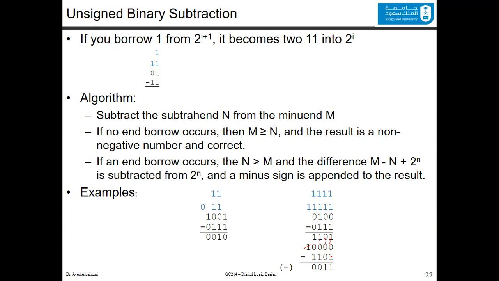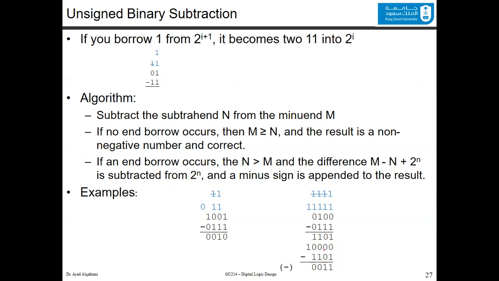1 and 1 subtracted from 1 is 1. Here is also 1. And since you took this 1, 1 subtracted from 1 is 0, and 1 subtracted from 1 is also 0, and the result is 3. Now, since you did this correction step, you know that you need to put a negative sign. So if an end borrow occurs, then n is larger than m, and this difference is subtracted from 2 to the power of m.